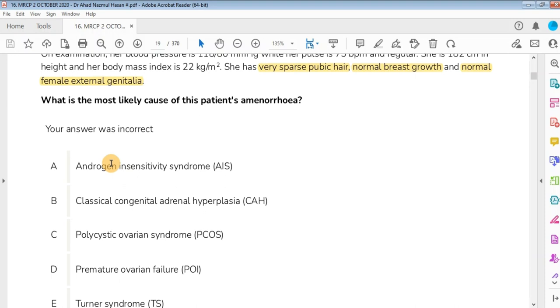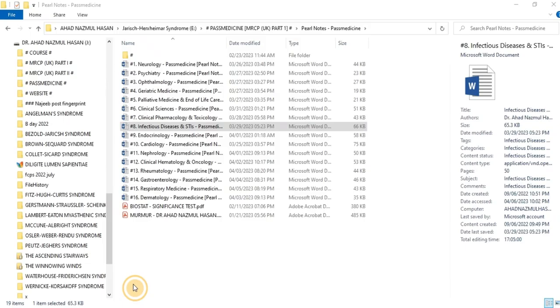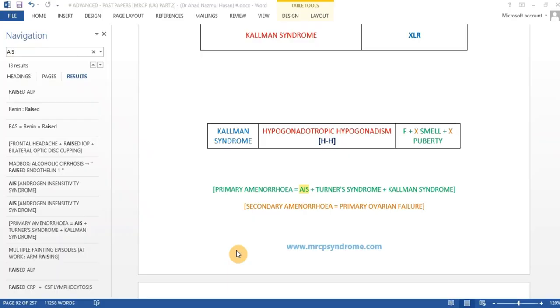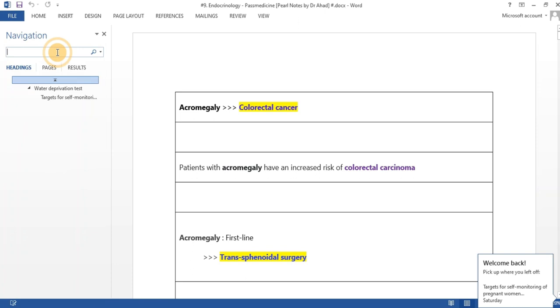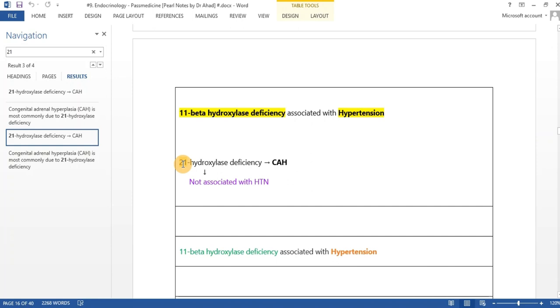So classical congenital adrenal hyperplasia, what is the commonest cause of classical CAH? 21 alpha hydroxylase deficiency is the most common cause of classical CAH. Does classical CAH present with hypertension or not? No, it's not. Yes, very good. So the 21 hydroxylase deficiency, this is the most common cause of the classical congenital adrenal hyperplasia.